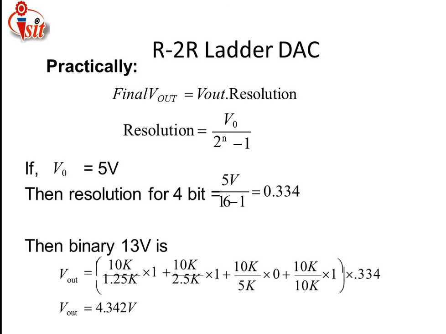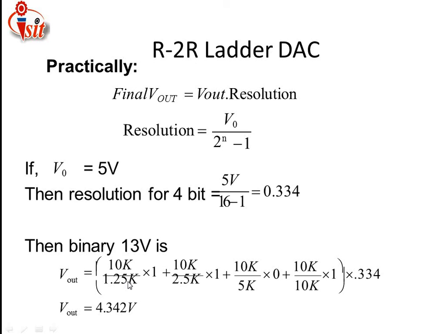0.334. The binary 30 volt value is the example we have taken previously in this lecture, and we have considered this slide by using these values. First of all, what is the value of R? R is nothing but 1.25. 2R, by multiplying 1.25 by 2, we are getting 2.5.